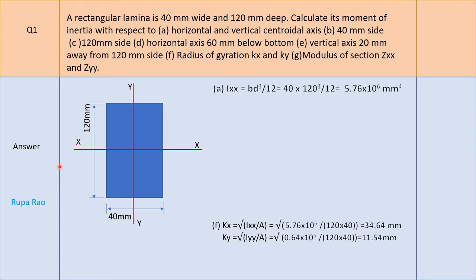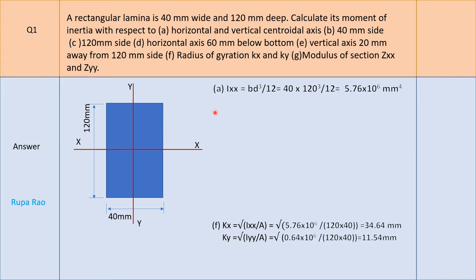Now for the axis xx for a rectangle, the formula is bd cube by 12. Here b is 40 and d is 120 and its cube divided by 12. So take the calculators in your hand and do the calculations. 40 into 120, then press the button x cube in your calculator divided by 12 is equal to, you will get the answer 5.76 into 10 raised to 6 and unit is mm raised to 4.